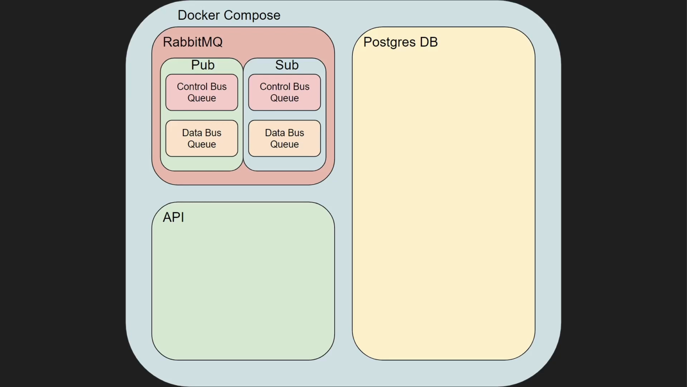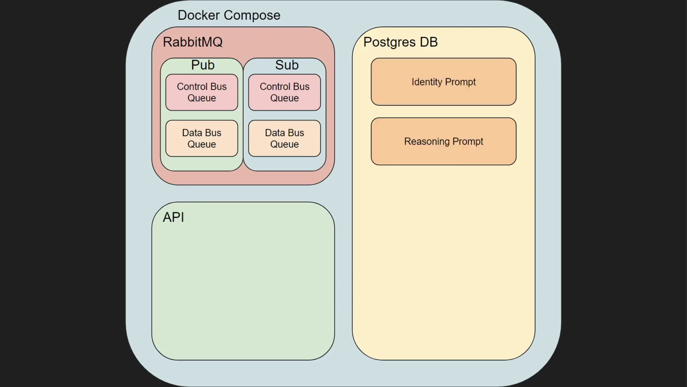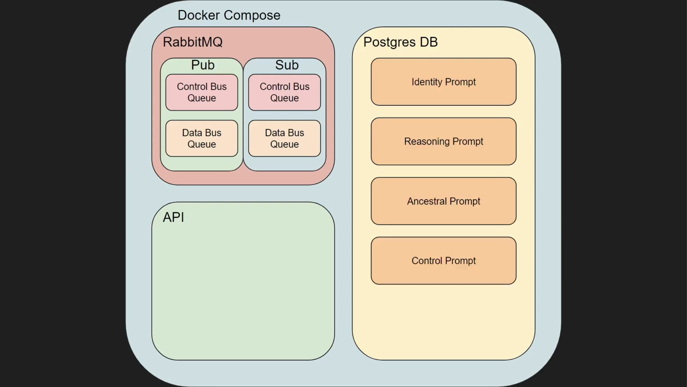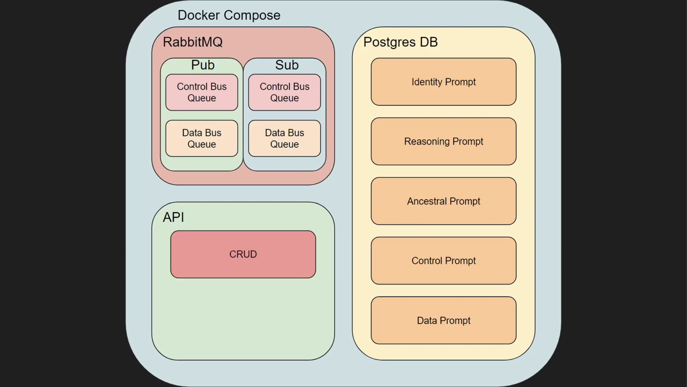Now in the PostgreSQL DB, the main data that it stores are the identity, reasoning, ancestral, control, and data prompts. The identity, reasoning, and ancestral prompts will be used for the system messages, and the control and data prompts will be used as rules for ChatGPT to abide by. Now in the API, the main endpoints are either the CRUD endpoints or the mission endpoint, which is responsible for starting the ACE cycle.